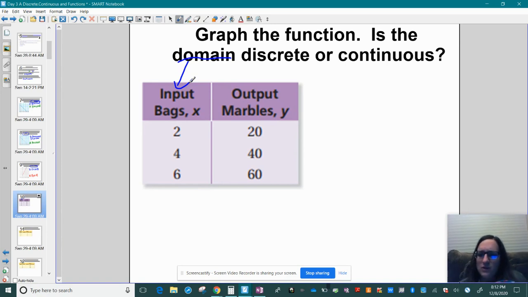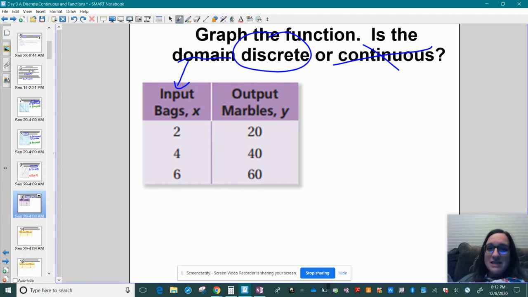Well, it sounds like you're at a store and you're going to buy a bag of marbles. Can you buy a half bag of marbles? No. Can you buy a 1/16 of a bag of marbles? No. So it's not continuous, it's discrete. That is a discrete domain. And you can write that if you would like to in your notes, that you can't buy a fourth a bag of marbles, if that helps you.